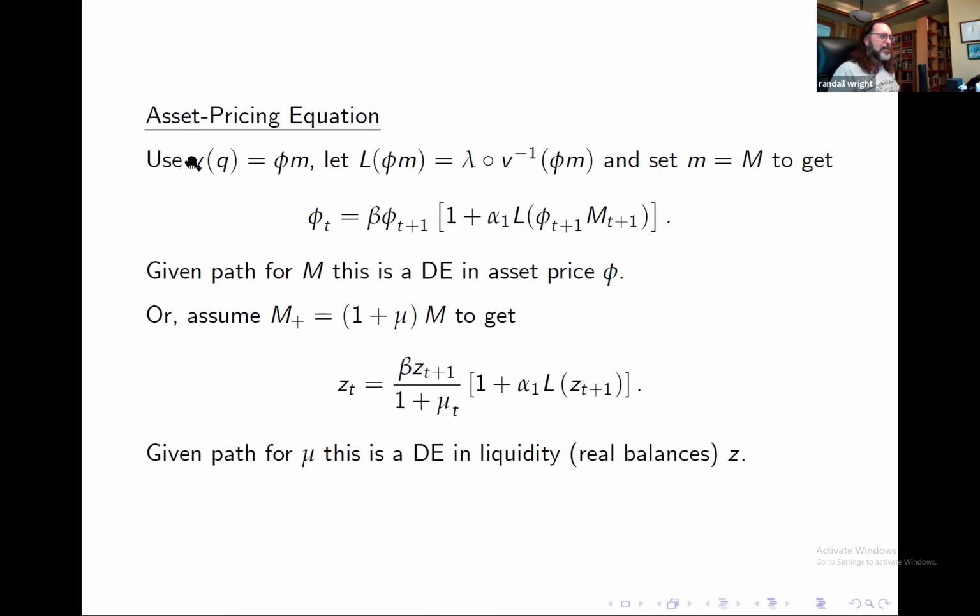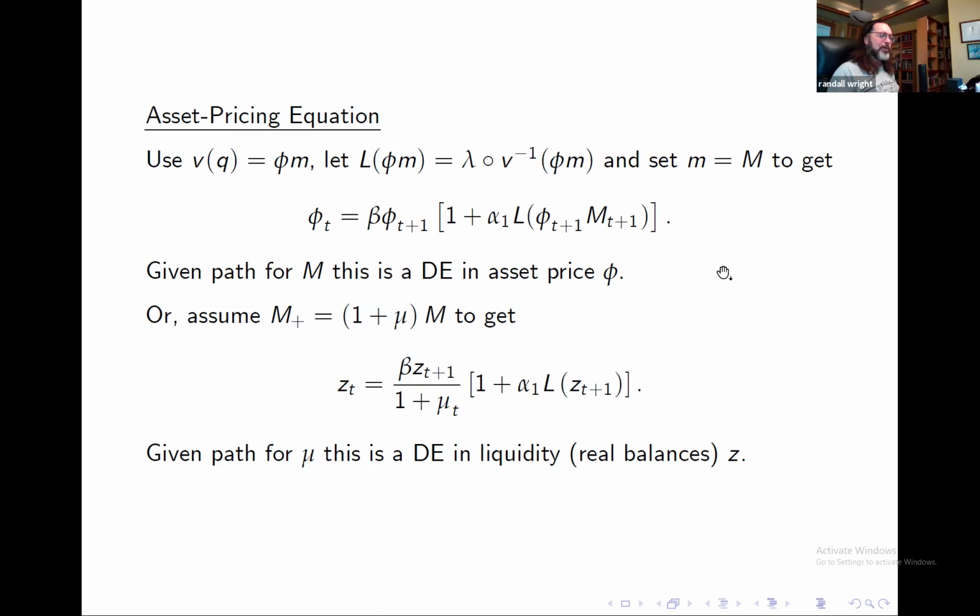Just to repeat what I said. This bargaining solution, I'm going to get rid of Q because Q is just equal to V inverse of phi M. So lambda of Q is lambda composite V inverse of phi M. Then I said little m equal to big M, that's market clearing. Now I've eliminated the quantity little m. I mean, I've replaced it by big M, but that's exogenous, that's a policy variable.